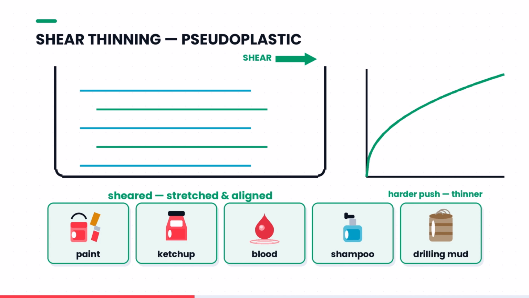Look at what that covers. Paint, ketchup, blood, shampoo, and drilling mud. Every one of them thins as you shear it. It is exactly what you want from paint. Thin under the brush, then thick on the wall so it does not run.